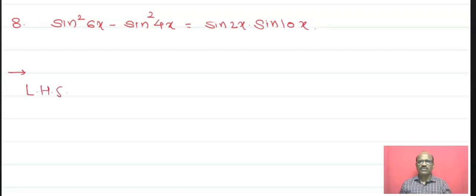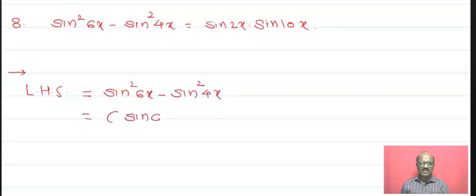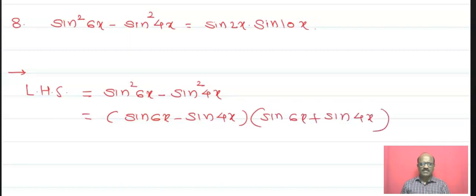Question number 8. Sin square 6x minus sin square 4x equals sin of 2x into sin of 10x. Now we want to prove this. Therefore, we are considering the LHS. आपण consider करणार आहोत त्याच्यामध्ये. And this is a very simple formula we are applying here. That is sin of 6x minus sin of 4x and sin of 6x plus sin of 4x.